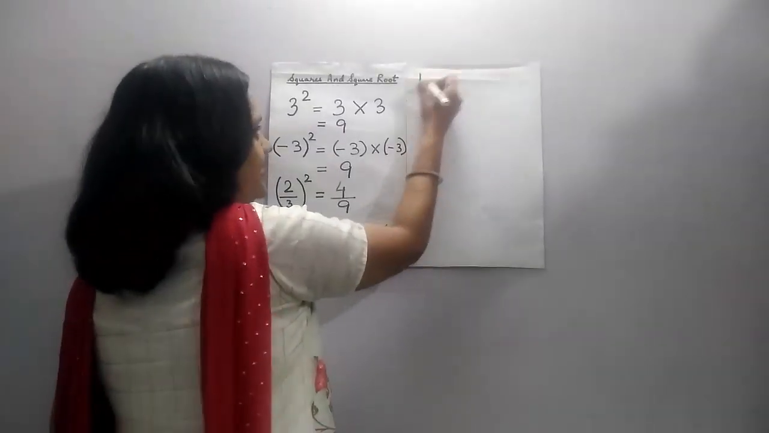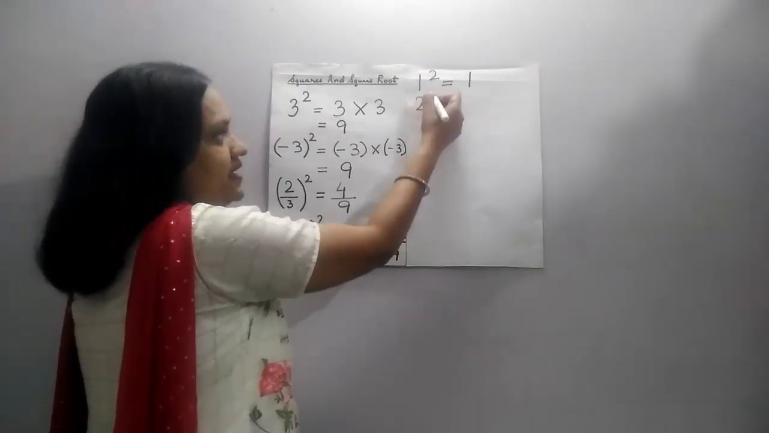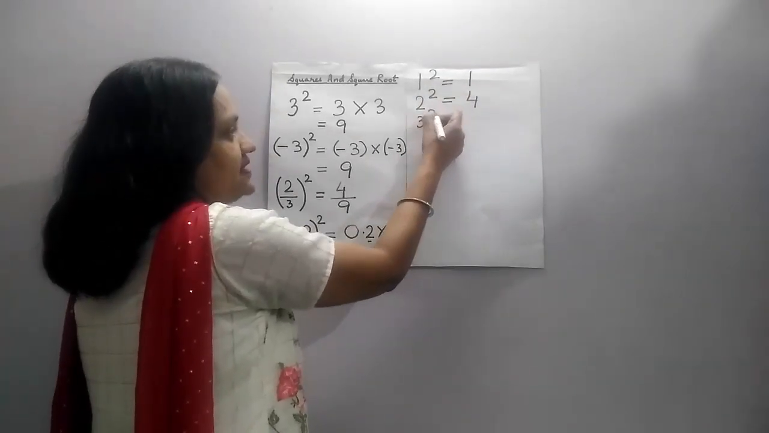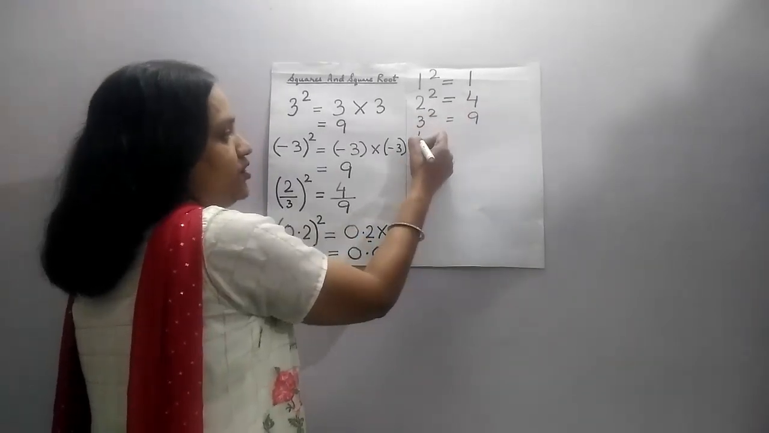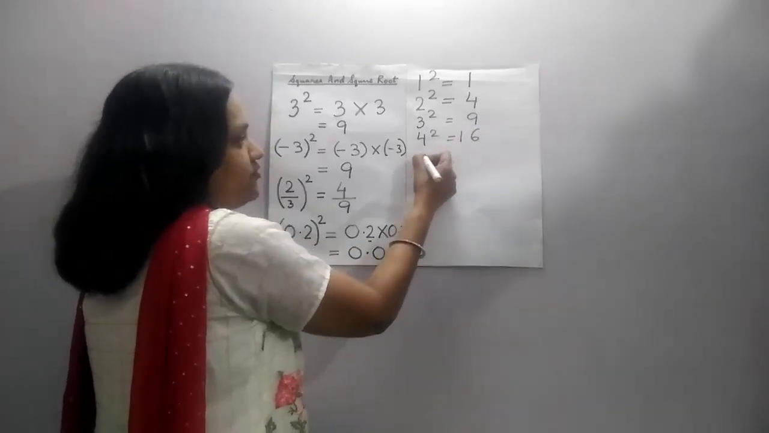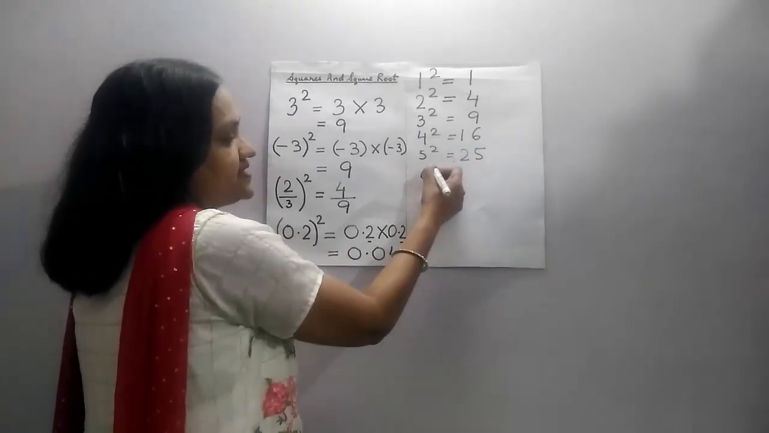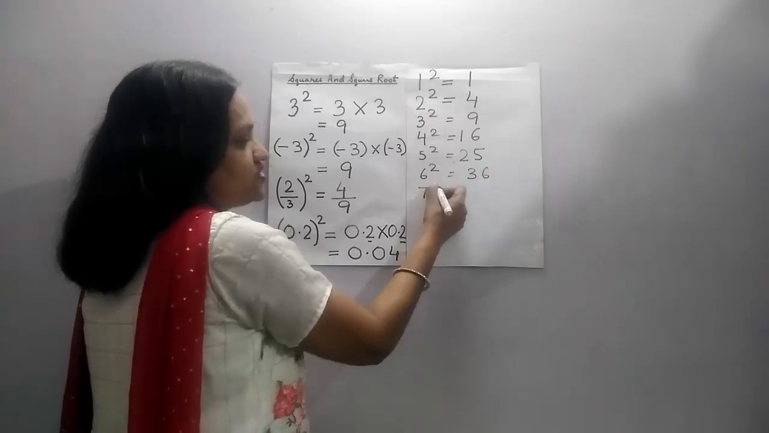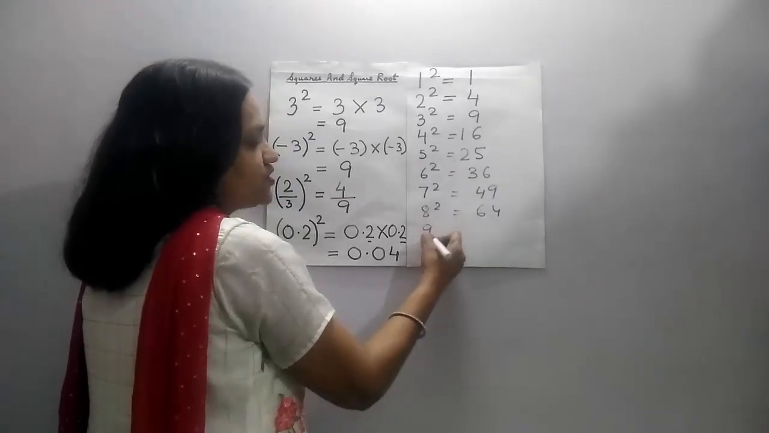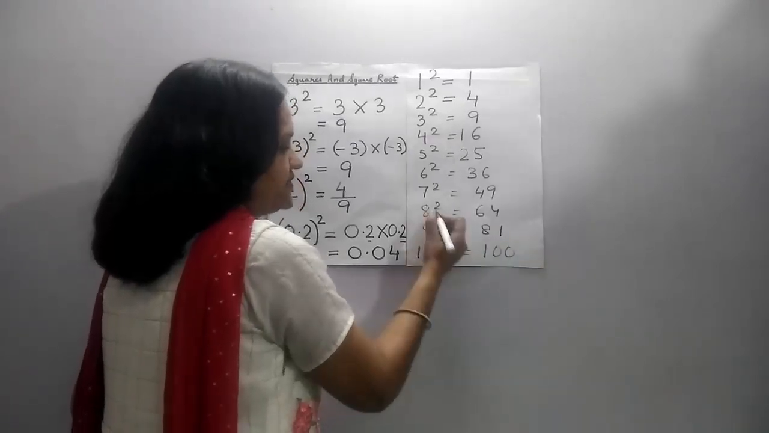Let us discuss squares of natural numbers from 1 to 10. Now 1 square is 1 into 1, which is 1. 2 square is 2 into 2, which is 4. 3 square is 3 into 3, which is 9. 4 square is 4 into 4, which is 16. 5 square is 5 into 5, which is 25. 6 square 36. 7 square 49. 8 square 64. 9 square 81 and 10 square is 100.